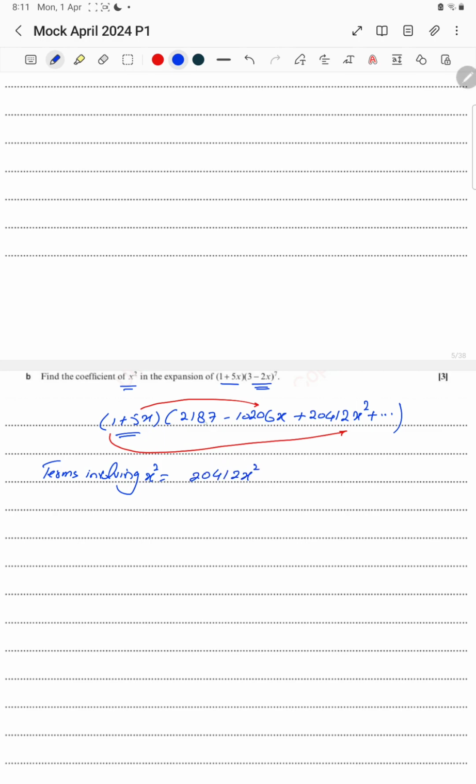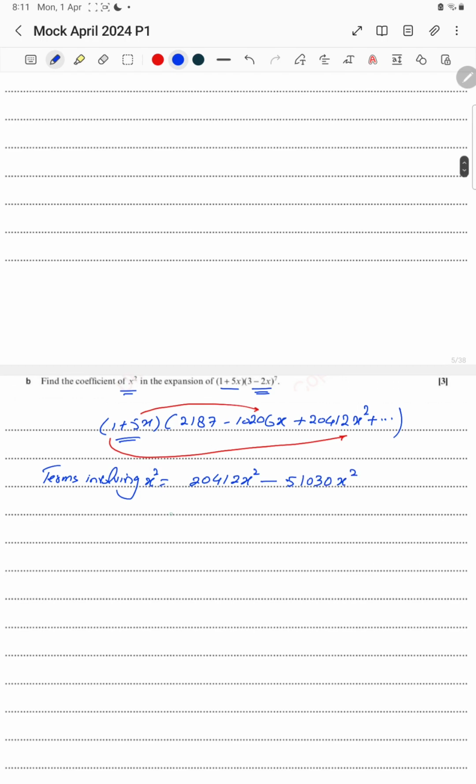So as I am interested only in x square, I will write 20412 x square with 1 and minus, when 5 we multiply with this, we will get on calculator 51030 x square. So further simplification will give us minus 30618 x square. So finally, as we are interested to find the coefficient, the coefficient of x square is equal to minus 30618. This whole term multiplied with x square, that is my final answer. I hope it is clear.